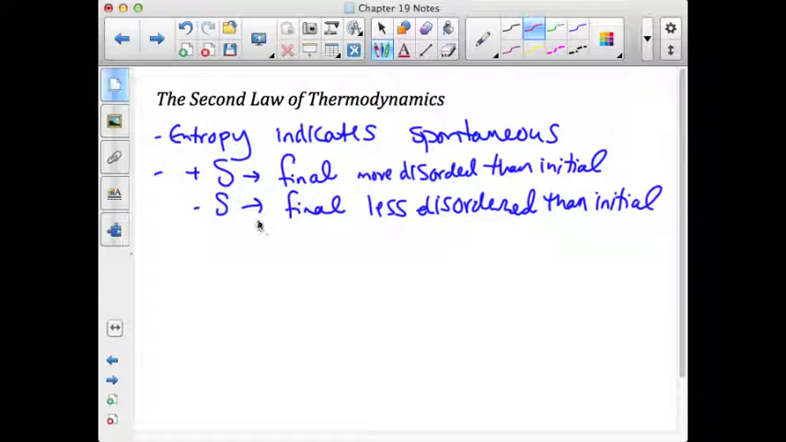If it's a positive S, it's more disordered. If it's a negative S, it's less disordered. Gases have a higher entropy than solids. Gases are way more unordered than a solid.